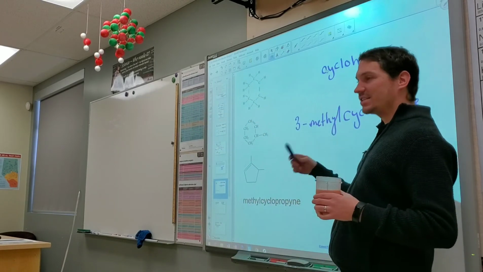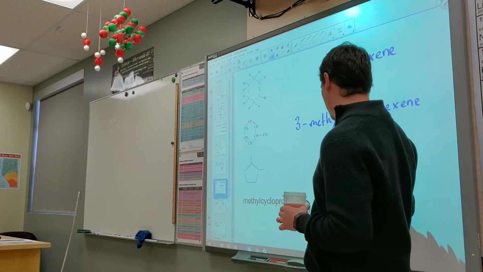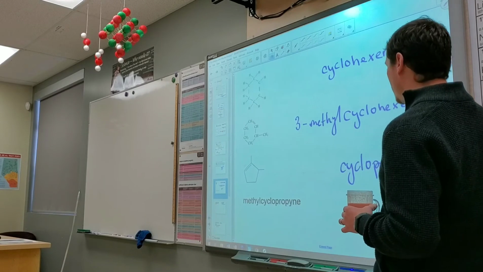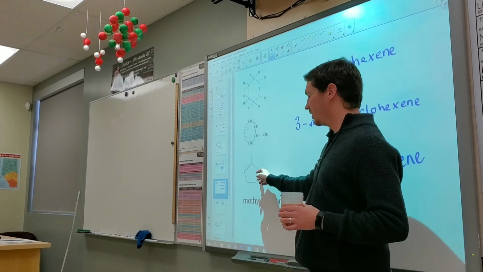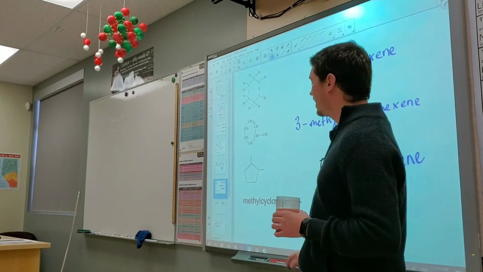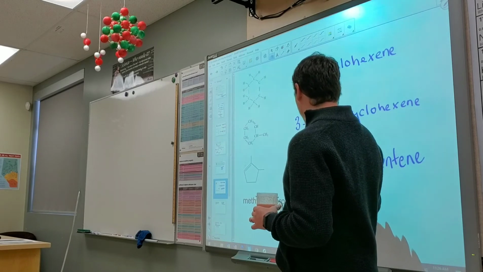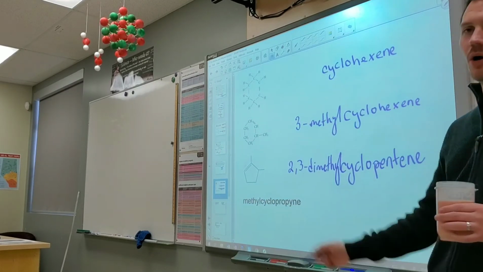Okay, the last picture, turning it into a name. This is a cyclo what? Cyclopentene. Good. And how many methyl groups do we have? So we're going to say 2,3-dimethylcyclopentene. All one word, right?